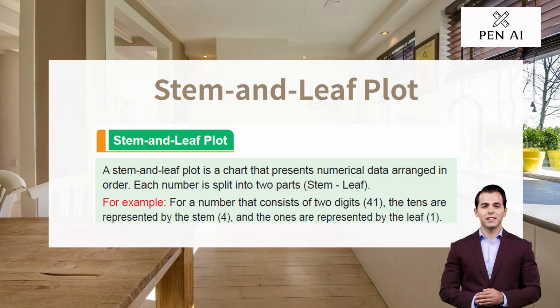Stem and leaf plot. A stem and leaf plot is a chart that presents numerical data arranged in order. Each number is split into 2 parts, stem and leaf. For example, for a number that consists of 2 digits, 41, the tens are represented by the stem, 4, and the ones are represented by the leaf, 1.